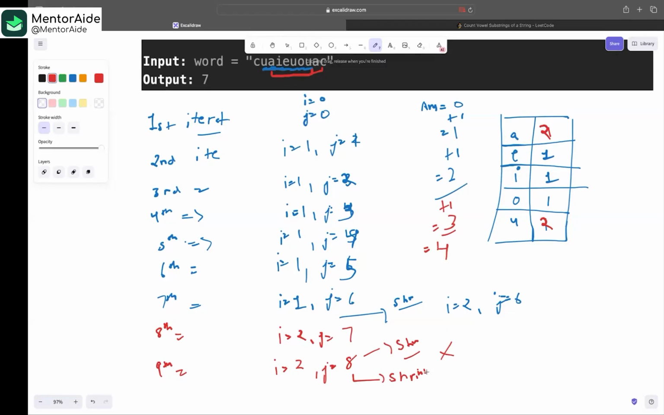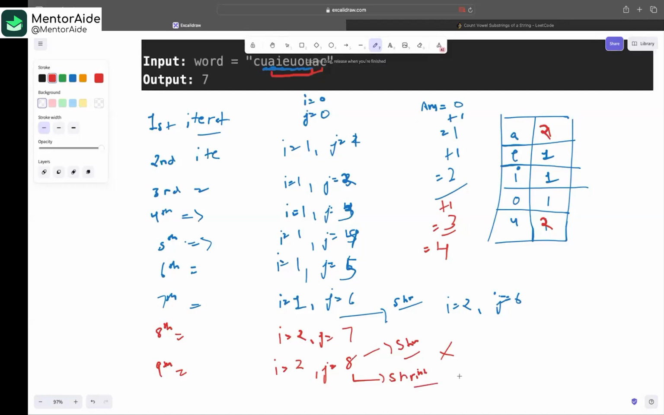No, I think we are going fine. If it's 9th iteration, then J should be 8. Simple thing. Because at first iteration, J was 0. So the difference is of 1 only between the iteration number and the J. At every iteration, we will always increment J.